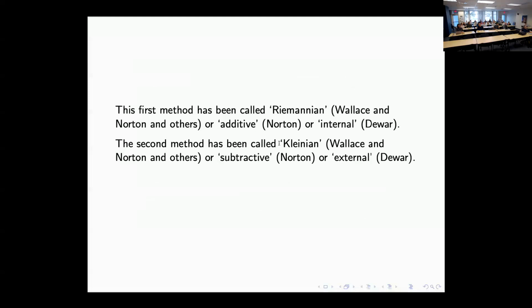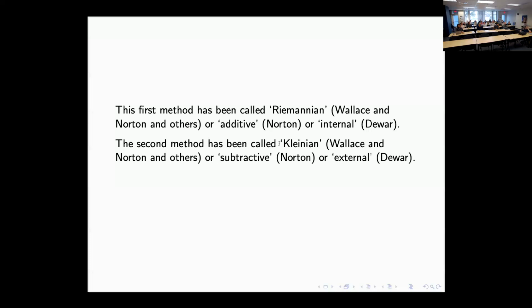So there are various names that folks give to this second method. David Wallace, John Norton, and a lot of other people call the first method Riemannian, and the second method Kleinian. John Norton occasionally calls the first method additive, the second method subtractive, and Neil Tier has called the first method internal, the second method external. And these are all good names.